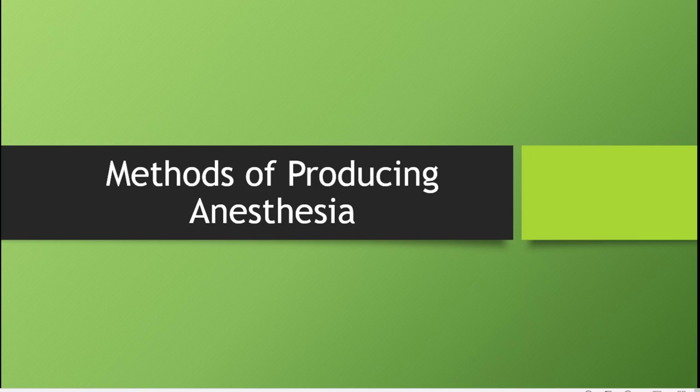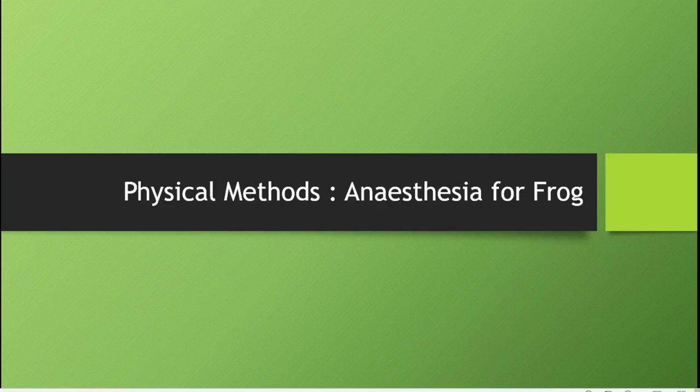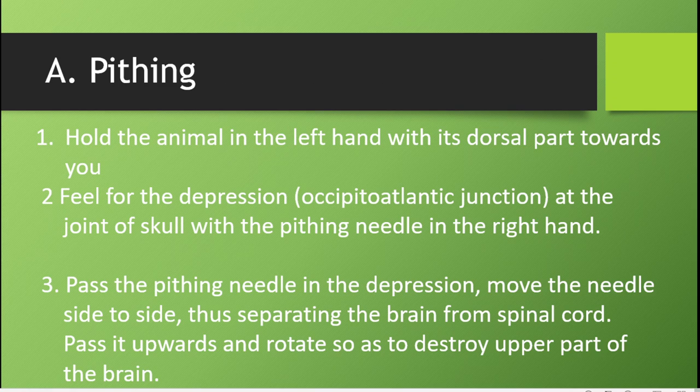Next is the method of producing anesthesia. First, physical methods. This method is used especially for frog. The pithing method we will see in the animation in the experimental part, as well as the actual performance of the pithing method in the video.